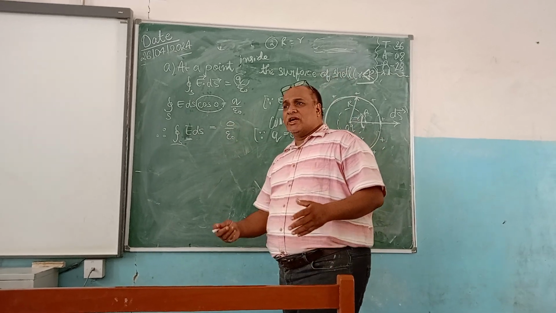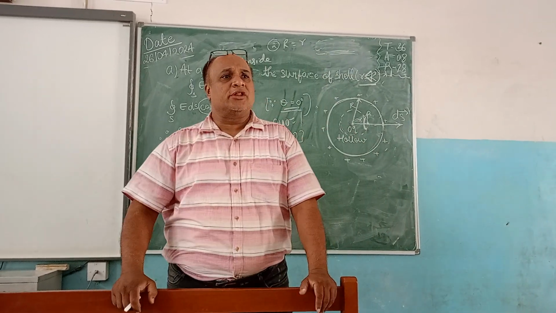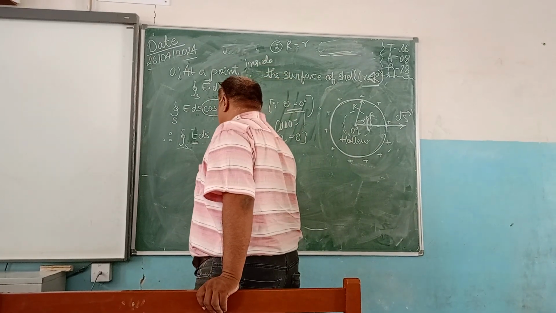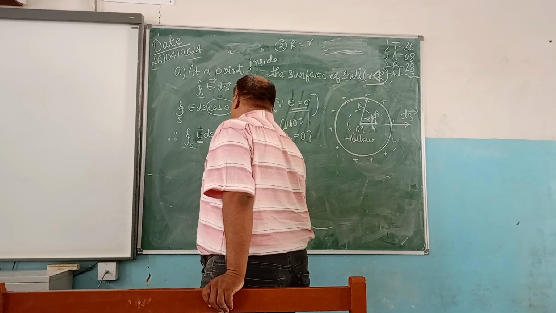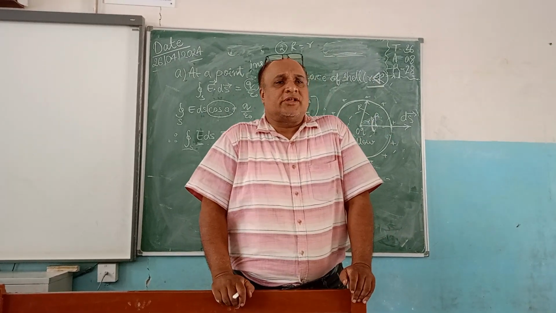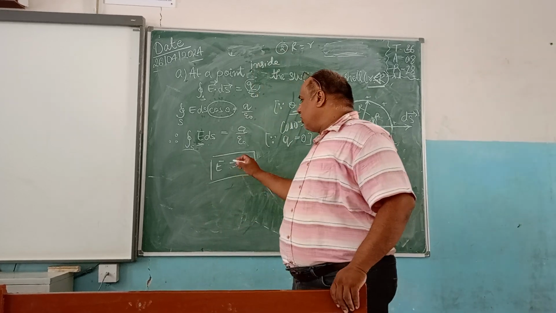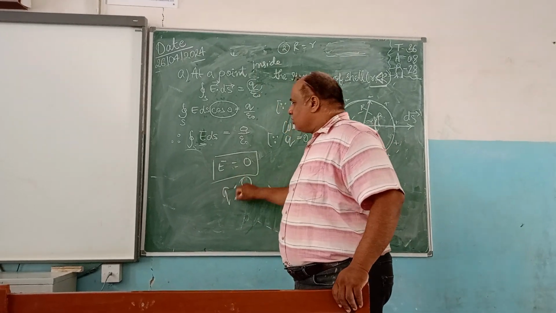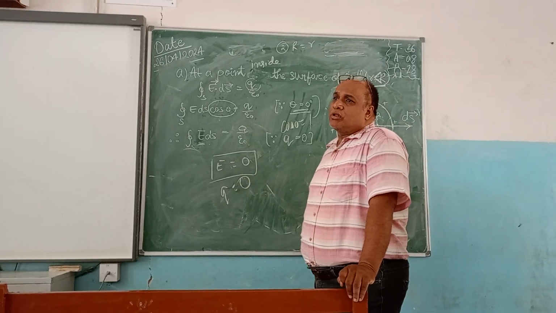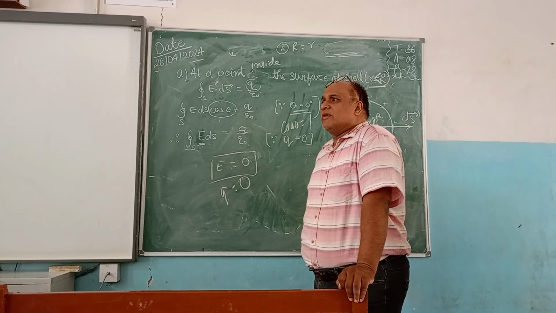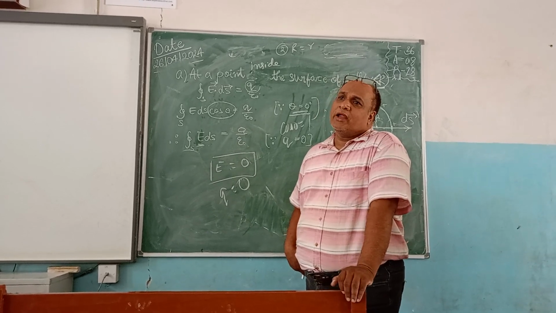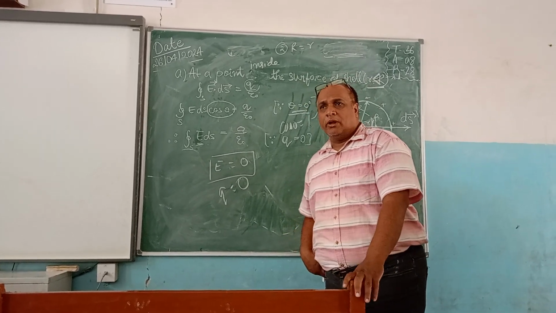We all know the charge inside the shell is zero. That means there is no electric field intensity. So E is equal to 0. It means there is no electric field intensity inside the surface of the shell when Q is equal to 0. When Q is equal to 0, electric field intensity is also 0. It means that the charge resides on the shell, and inside there is no electric field intensity. Got it? Any problem?